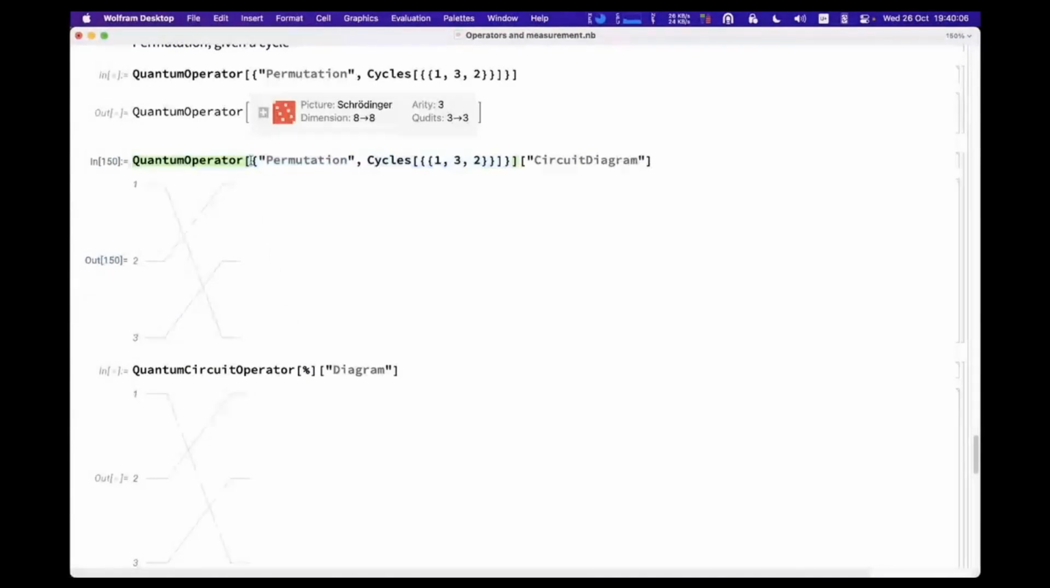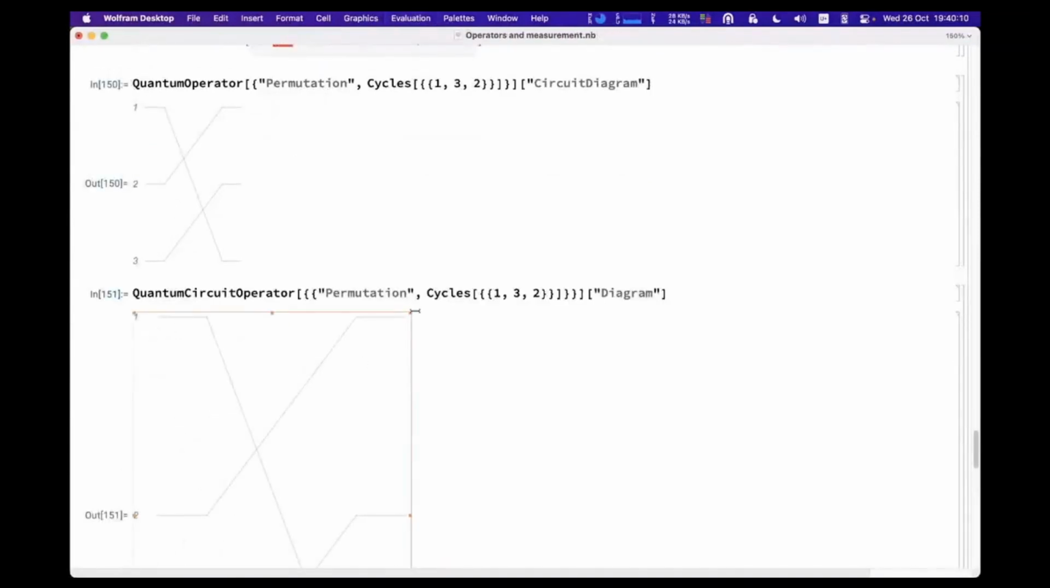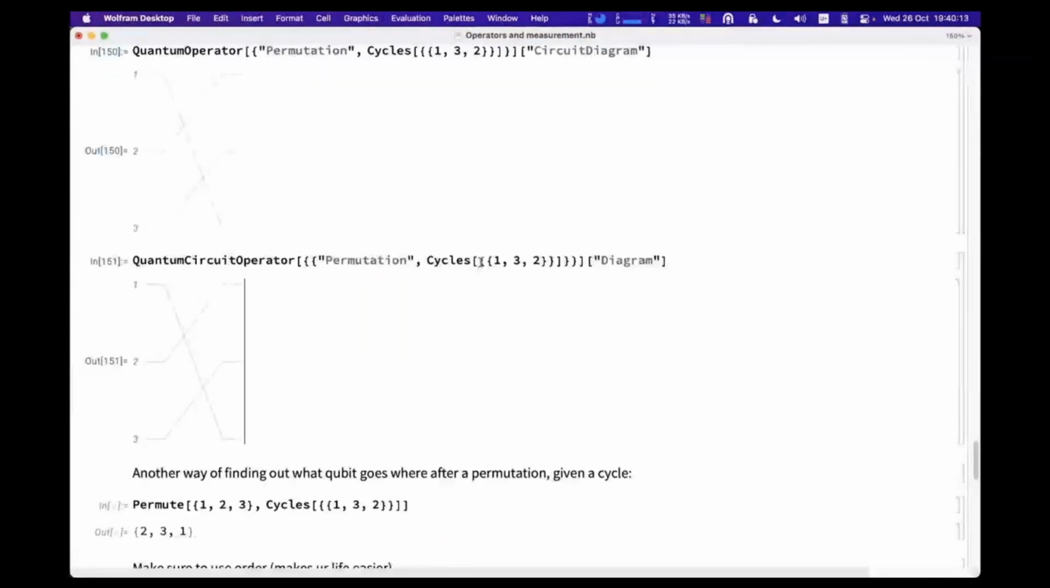Now you can see how the permutation works. The first one goes to the third one, the second one goes to the first one, and the third one goes to the second one. Basically, you can read it as a cycle, which is why it's called a cycle. One goes to three, three goes to two, two goes to one, and you rotate back. The last one always goes to the first one.